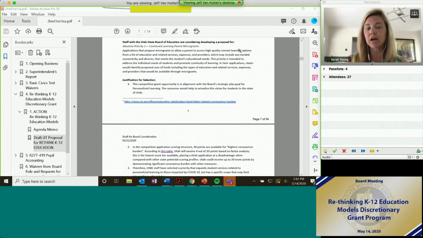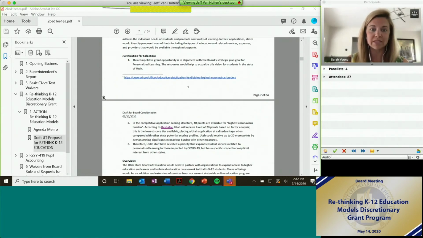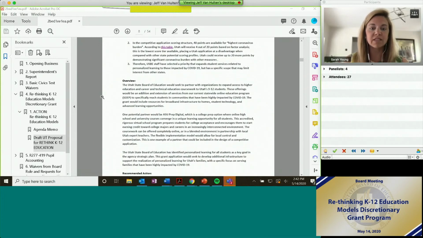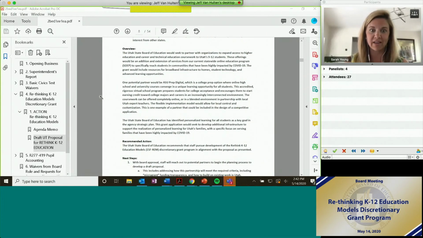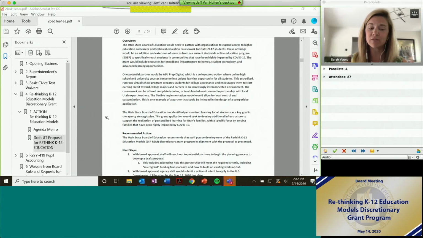We are really here asking for your input and direction in regards to not just the proposal itself and the opportunity and whether we've identified the correct priority, if there's others we should consider, but also if this is an opportunity that you would like staff to pursue in terms of developing a proposal for any of the priorities. So thank you so much, and I would turn it over to you for comments and direction.